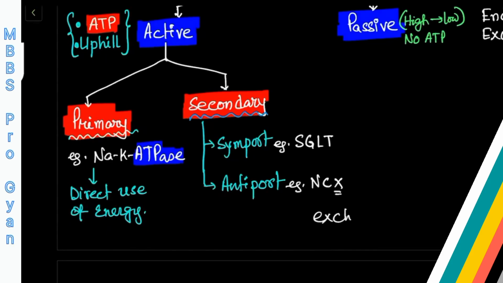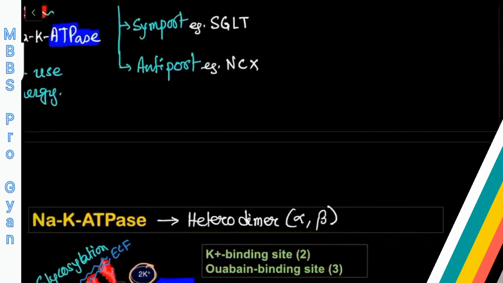Exchanger is written here with X, sodium calcium exchanger. So a typical example of a symporter is SGLT, and of an exchanger, NCX. So we'll draw a diagram and try to understand this. I'm drawing one intestinal epithelium cell here.